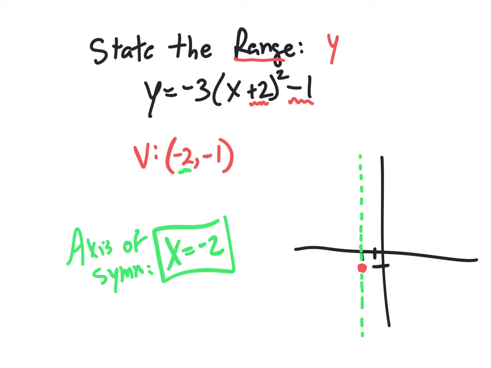So that could also be a question on the test. And as we're sketching this, we need to look at the a value and understand that the negative is going to cause it to reflect over the x-axis, which means it's opening down. And the 3 itself causes a vertical stretch. So it is going to be slightly narrower than the regular parabola. And it's going to be opening down.